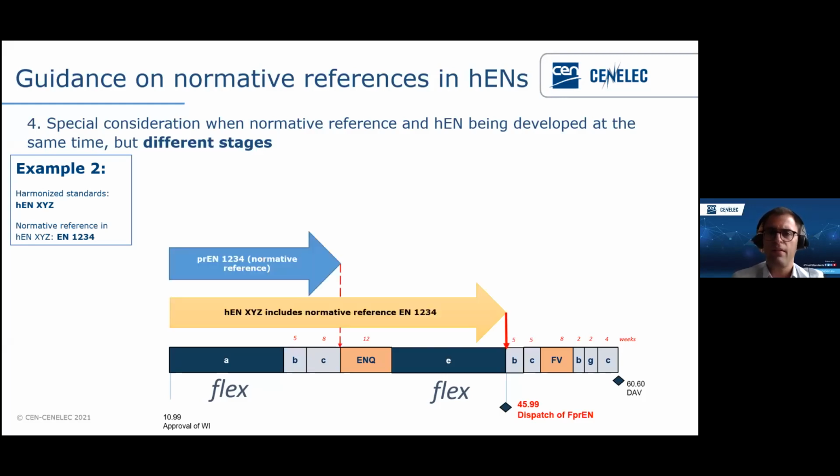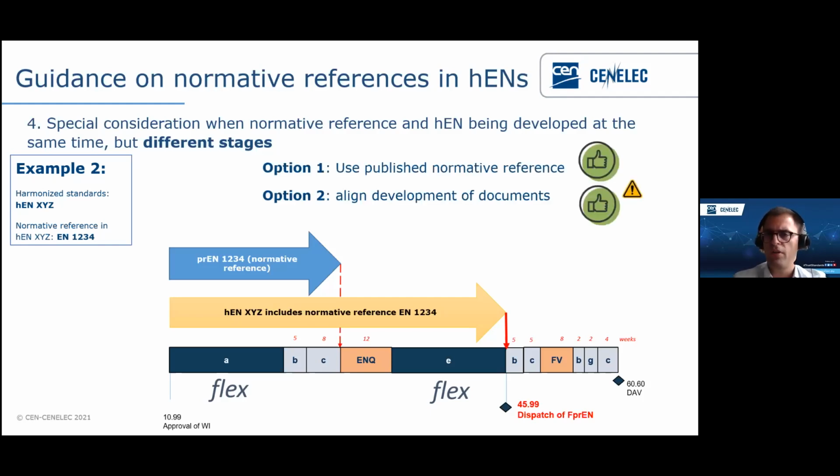The difference is that, as you can see here on the slide, as an example, the harmonized standard XYZ includes the normative reference 1234 that is being submitted to formal vote. And let's imagine that the normative reference date is, for instance, randomly 2012. That normative reference, PREN 1234, is also being revised at the same time, but in a different stage. The inquiry is just starting for that normative reference. So in this case, the technical committee will have to assess how to tackle the normative reference date in the harmonized standard. There are some options on the table.